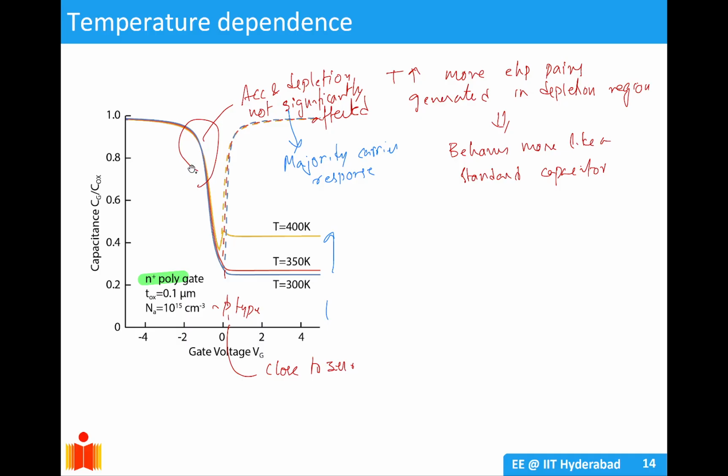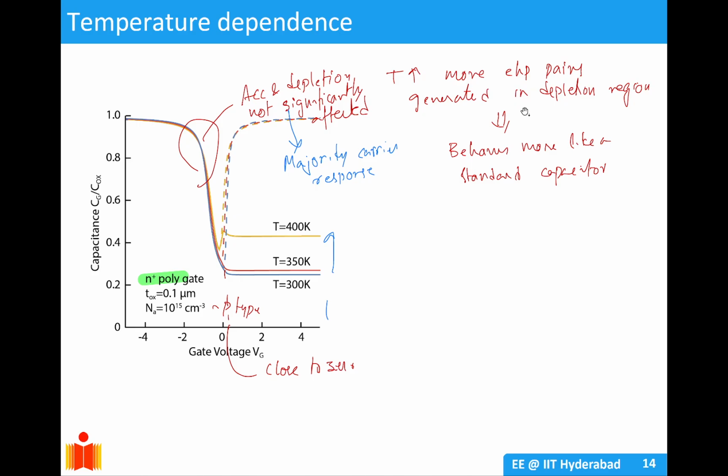So as you see here, in terms of temperature, as the temperature changes, your accumulation and depletion are not impacted significantly, but your inversion region will be impacted because as temperature increases, there will be generation of more electron hole pairs.